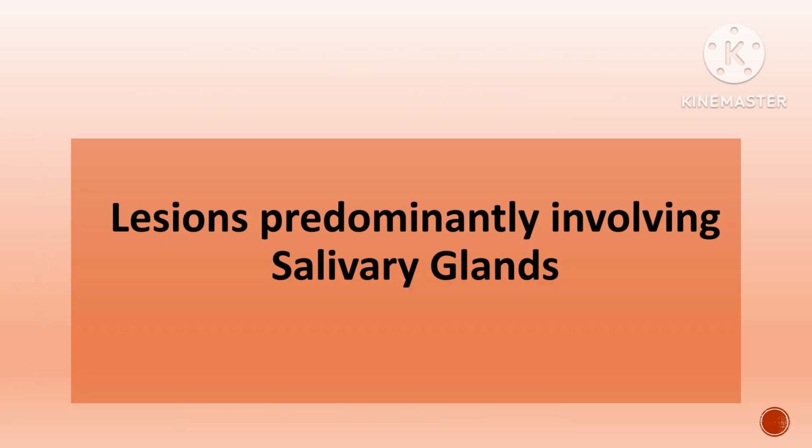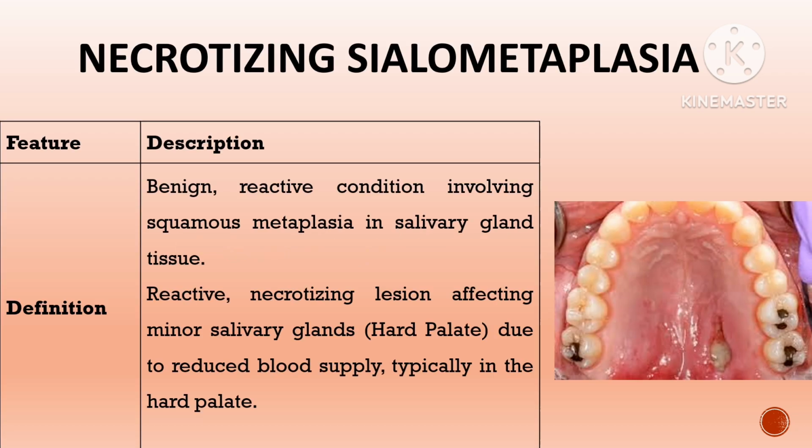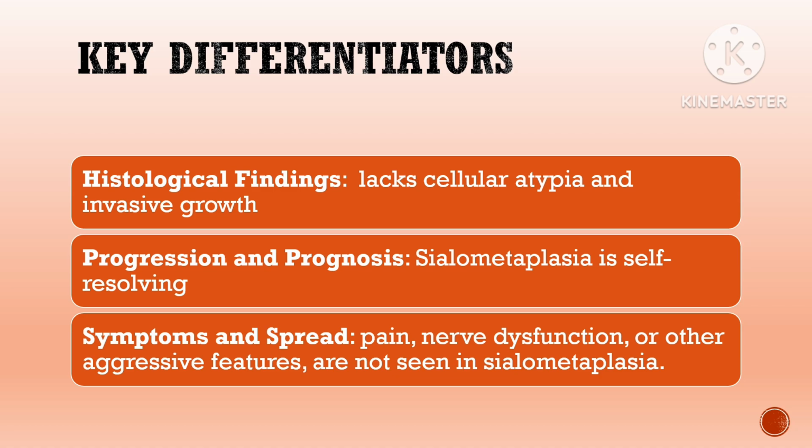Reactive lesions which affect the salivary glands are mucocele and necrotizing sialometaplasia. Necrotizing sialometaplasia is characterized by the replacement of the normal salivary gland tissue with squamous epithelium. This condition is often mistaken for malignant lesions due to its clinical and histological appearance. However, sialometaplasia lacks cellular atypia and does not have invasive growth. It is self-resolving. Pain, nerve dysfunction, or other aggressive features are not seen in sialometaplasia.